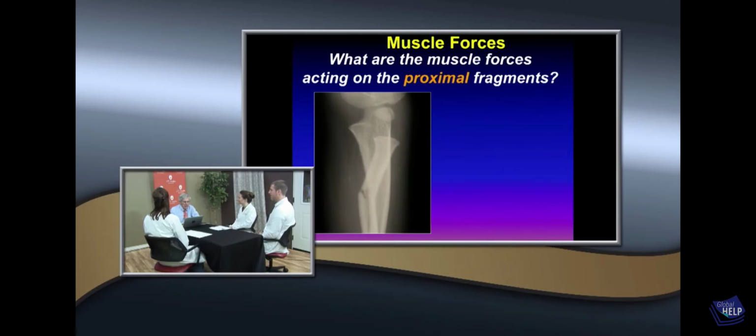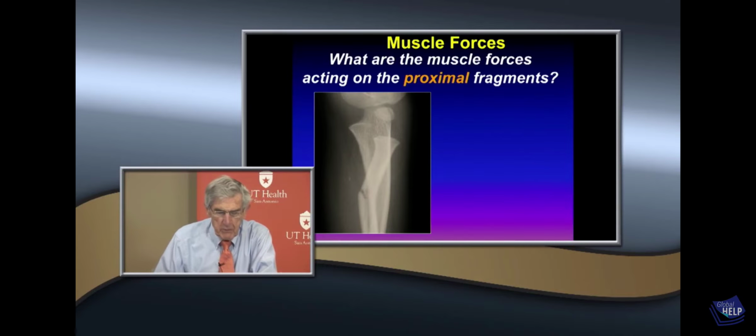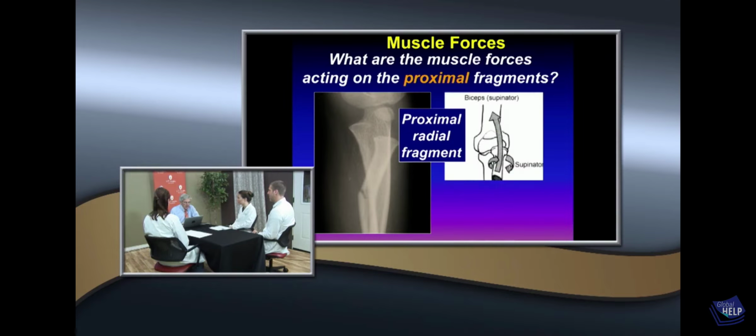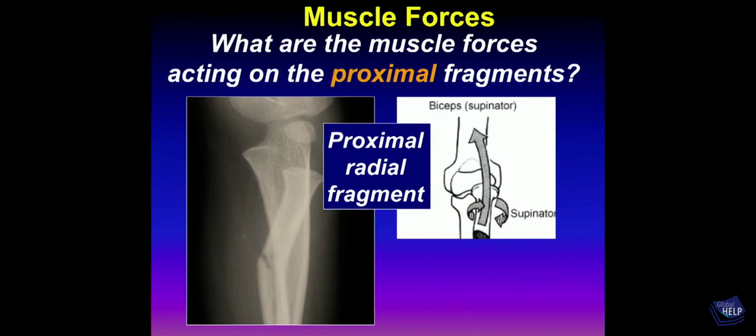Now, if you have a fracture of the proximal fragment, what are the muscle forces that make that fragment angulate? You have the biceps, which cause it to flex, and then you'd have your supinator, which causes it to supinate. Both of those, biceps and supinator. And what do they do to that proximal fragment? Flex it and supinate. Yeah, they flex it and supinate and externally rotate it.